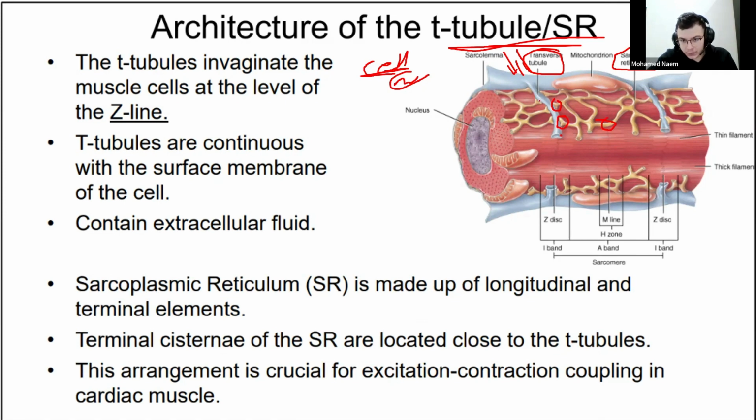They are very close. So when the action potential runs inside the T-tubule, the signal goes directly to the SR and binds to it, so the calcium could be released. That's why the terminal cisternae is basically this. You see this yellow part, which is the end part of the sarcoplasmic reticulum that is very close. This is the terminal cisternae, if you don't know the meaning of this term. The arrangement is crucial for the excitation.